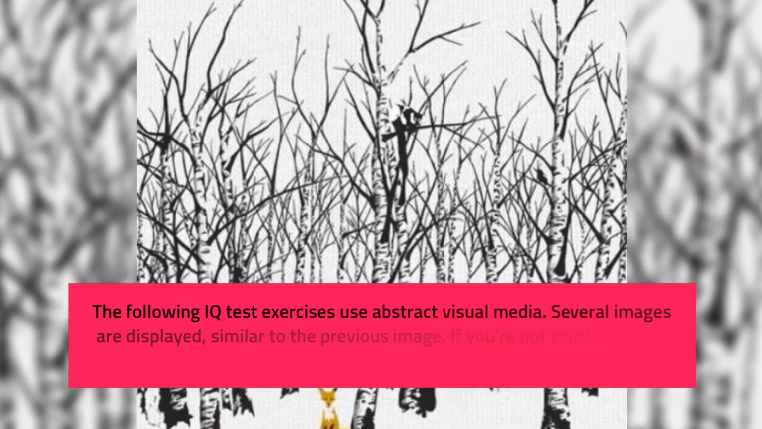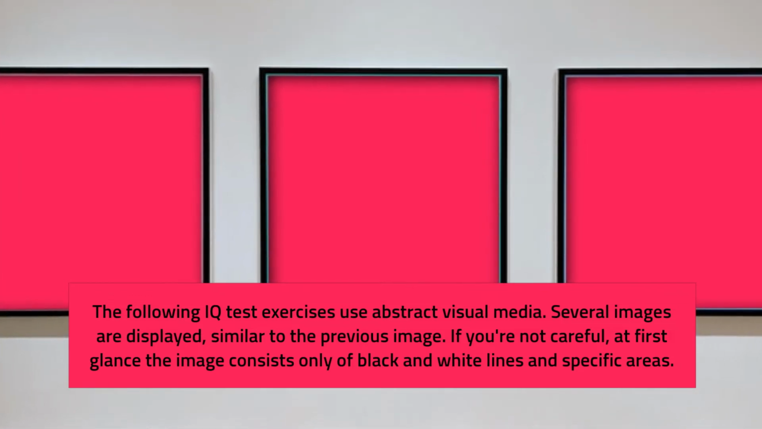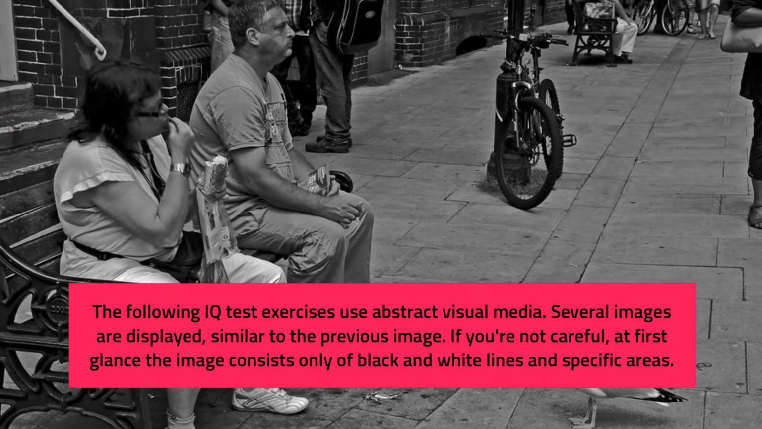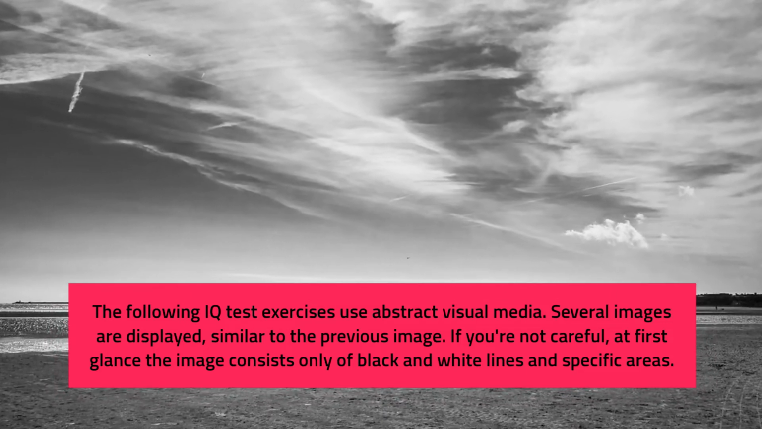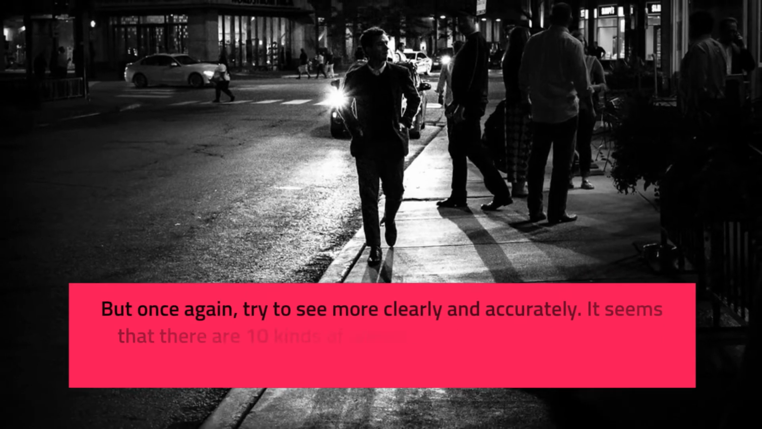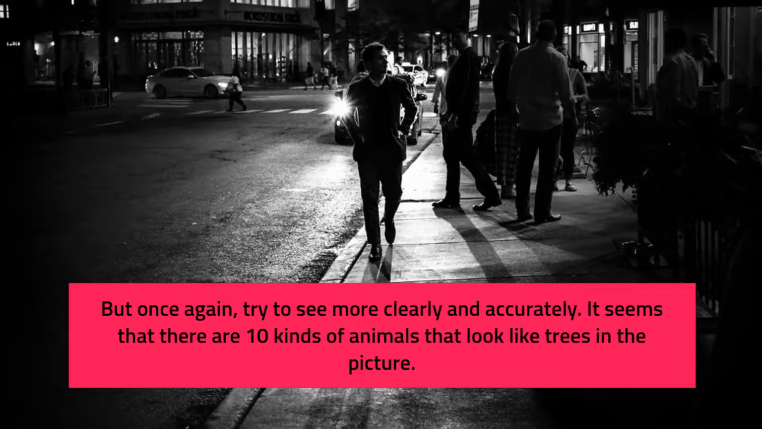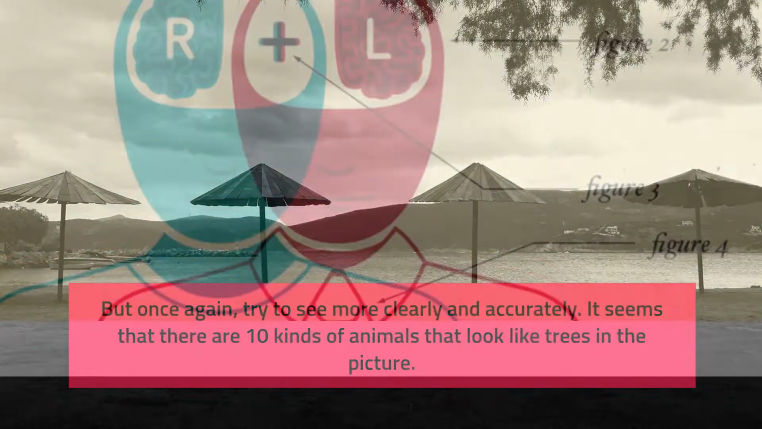The following IQ test exercises use abstract visual media. Several images are displayed, similar to the previous image. If you're not careful, at first glance the image consists only of black and white lines in specific areas. But once again, try to see more clearly and accurately. It seems that there are 10 kinds of animals that look like trees in the picture.